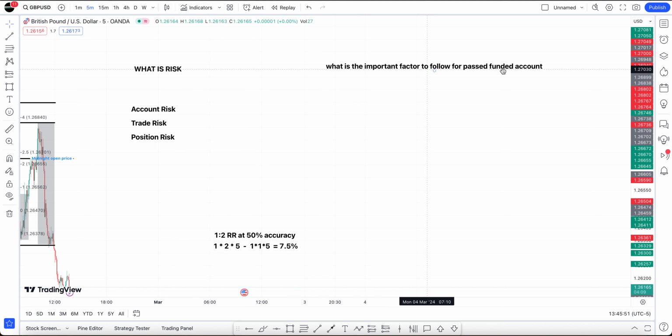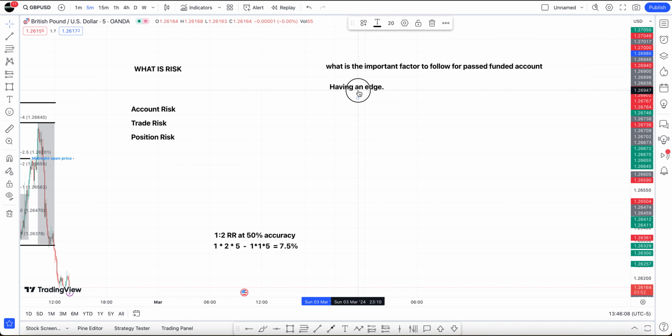What are the important factors to follow for passing a funded account? Number one, having an edge. An edge means a positive return. That's what an edge is. So if you've backtested or forward tested your strategy, as long as it has a positive return, that's your edge. Understanding your edge is how you make money, and understanding your edge and linking it to your risk management is how you make good amounts of money without having sleepless nights.